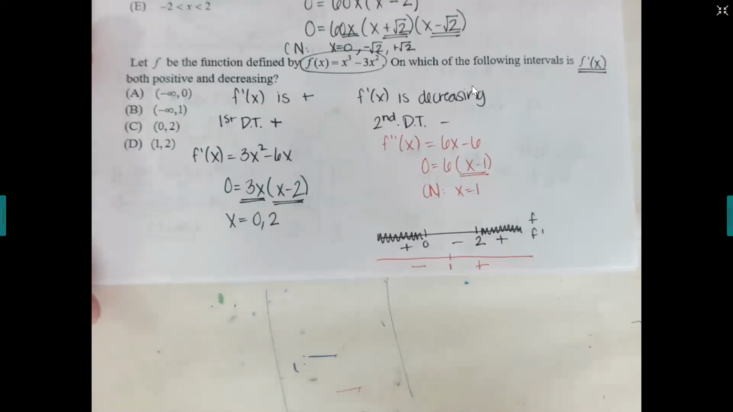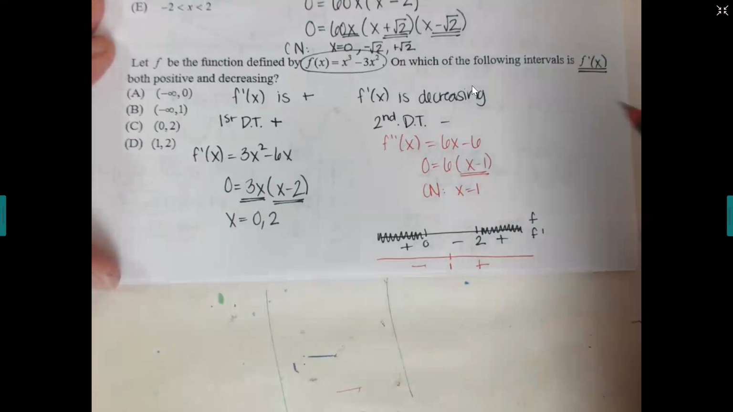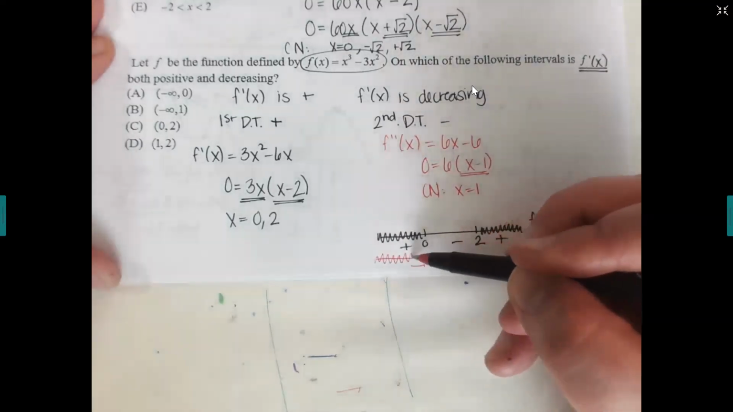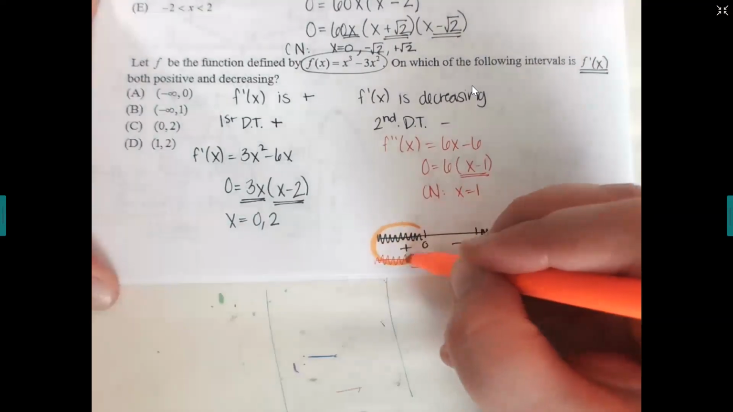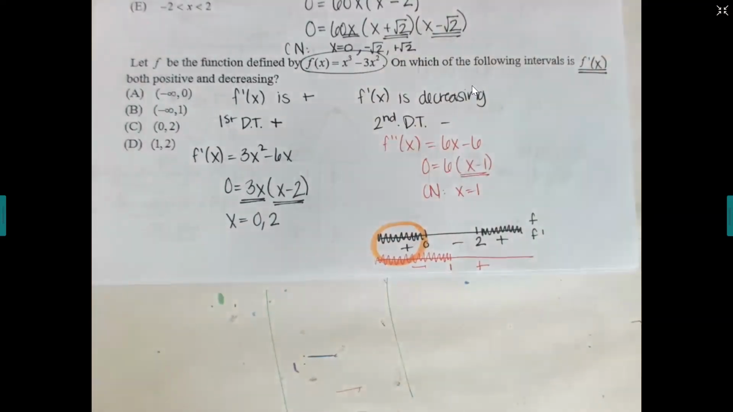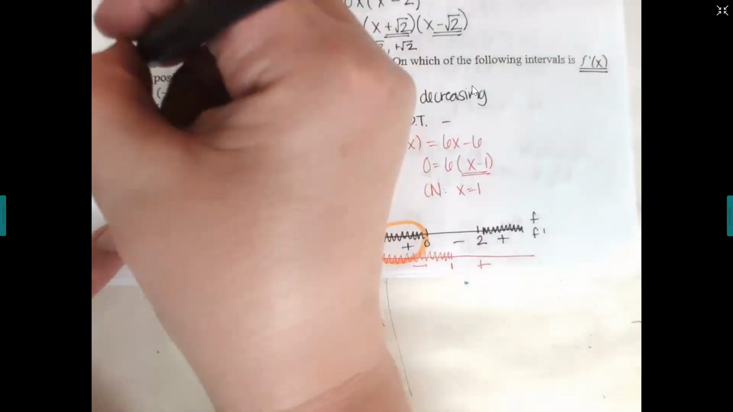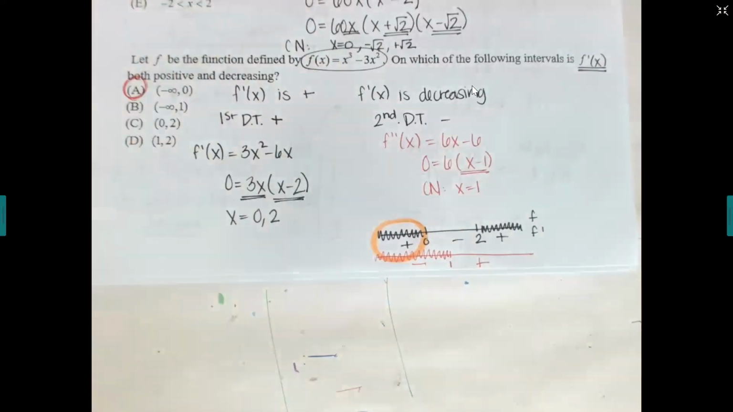But then for the second derivative test, what was the sign that we wanted? Negative. So then where's the overlap? Negative infinity to 0. Good job. So you'd only want where both of those conditions are met. So it'd be answer A. Make sense?